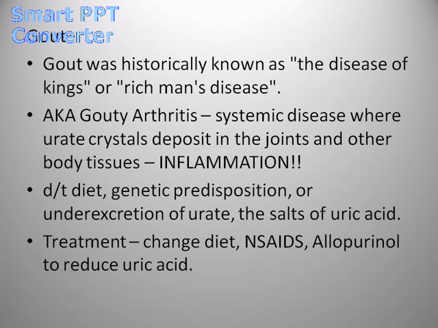So how do we treat this? The individual changes their diet, NSAIDs for the pain, and allopurinol to reduce uric acid. Individuals are on allopurinol prophylactically because they develop gout or they make a lot of uric acid. So that's all we need to know about gout, the disease of the kings.